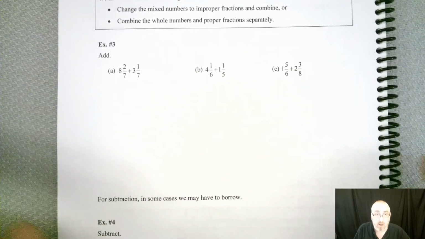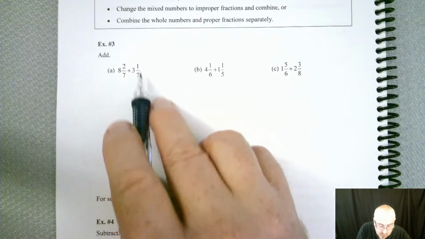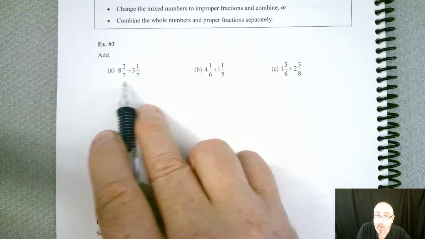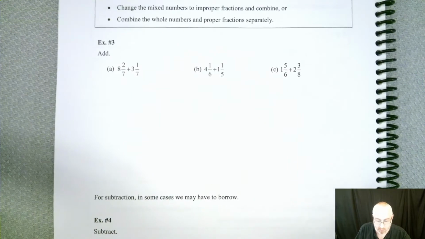So let's take a look at this one. So 8 and 2/7 plus 3 and 1/7. So right off the bat, we have a common denominator, which is good. We like that when we're adding and subtracting.